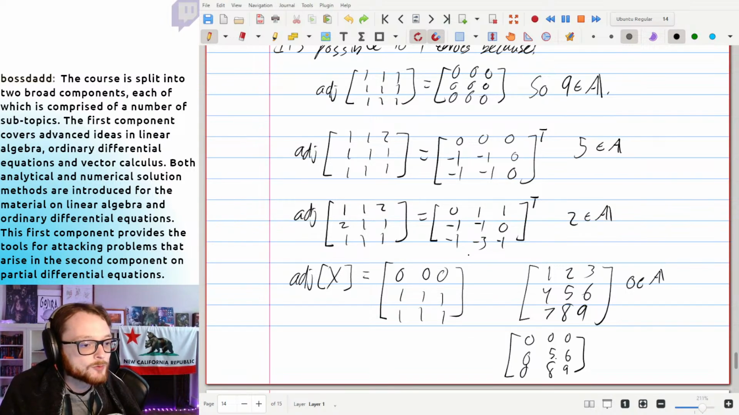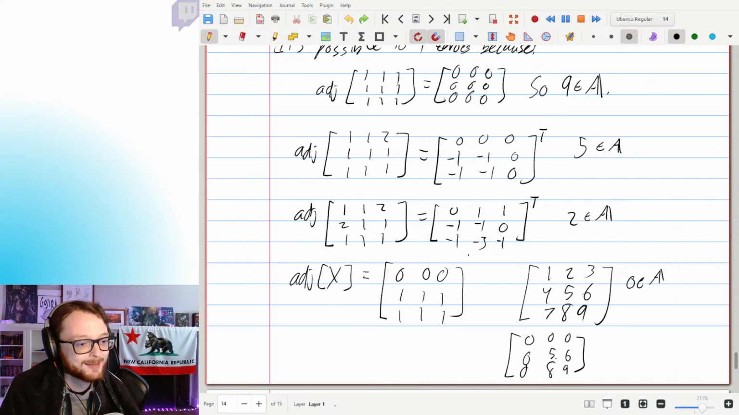Course split into 2 broad components, each of which is comprised of a number of subtopics. The first component covers advanced ideas in linear algebra, ordinary differential equations, and vector calculus. Both analytical and numerical solution methods are introduced. Ooh. So that's not differential geometry, or maybe it's going to get involved there too, but that sounds more like Calc 4 is a mishmash of differential equations and linear algebra, and apparently vector calculus too. Well, I guess the second component might be something else, but that sounds like a cool class. I think I'd enjoy that class.